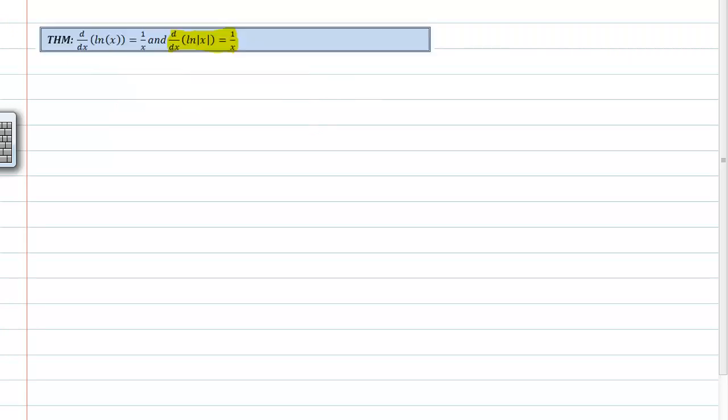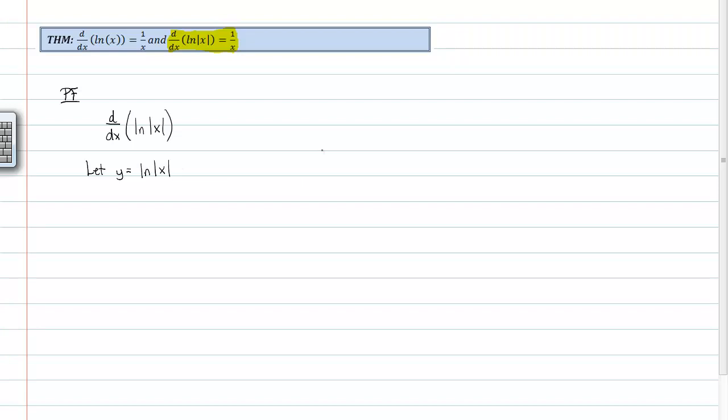What I'm going to do is go ahead and write proof here. And we're going to start with the left-hand side: the derivative with respect to x of the natural log of the absolute value of x. Well, in this case, we don't know what this derivative is, so we're going to first let y equal the natural log of the absolute value of x.